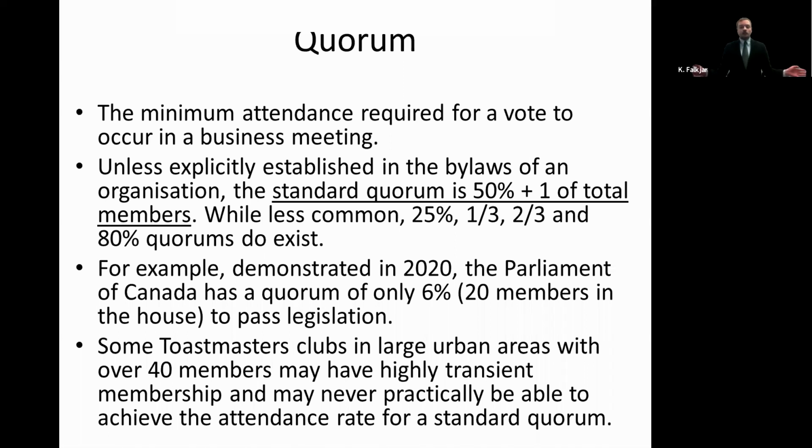It depends on the club. If you're in a large urban club, some of which have 50 to 60 members, and where members only show up to do their speeches and don't go otherwise, this is a case of transient membership. And the standard 50% plus 1 quorum would be effectively unattainable. In that case, a lower 25% or 1/3 quorum may be appropriate. This quorum can be changed and needs to be established in the club bylaws, however.